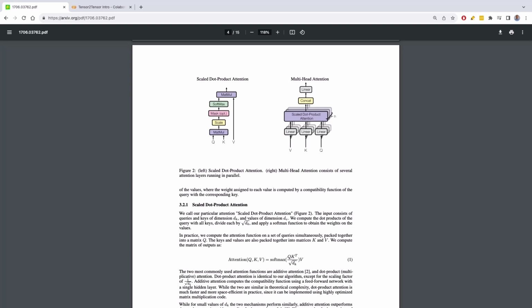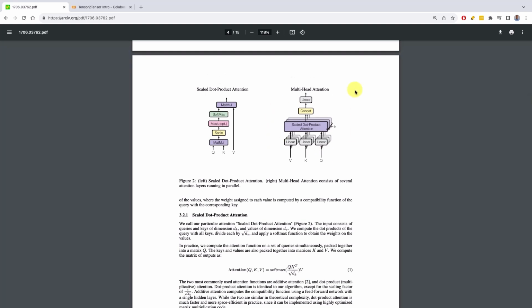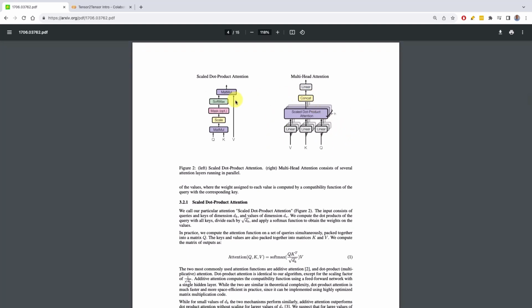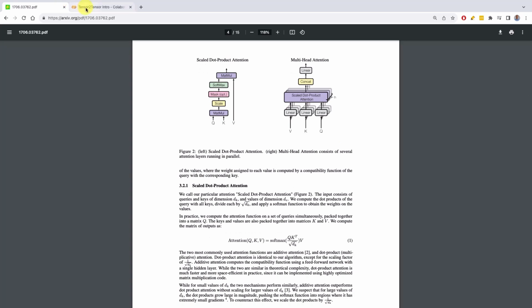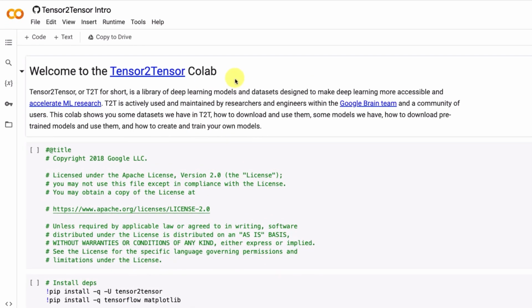Hello and welcome back. In the previous tutorials, we discussed how scaled dot product attention works in the transformer architecture, and also how multi-head attention works in the transformer architecture. And today we're going to look at an illustration or visualization of how it works.